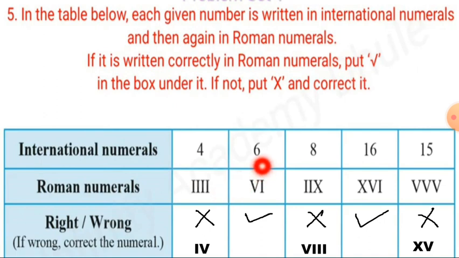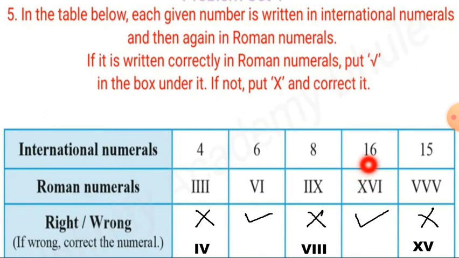Then the second is 6. So in Roman numerals, we write 6 as VI. So it is correct. Put the correct sign. Next column, 8. This is the way we write 8? No, students. We write 8 as VIII. According to the rules, we cannot add II before any bigger number. So this is wrong. So how we write 8 as? Put the wrong sign and below write VIII.